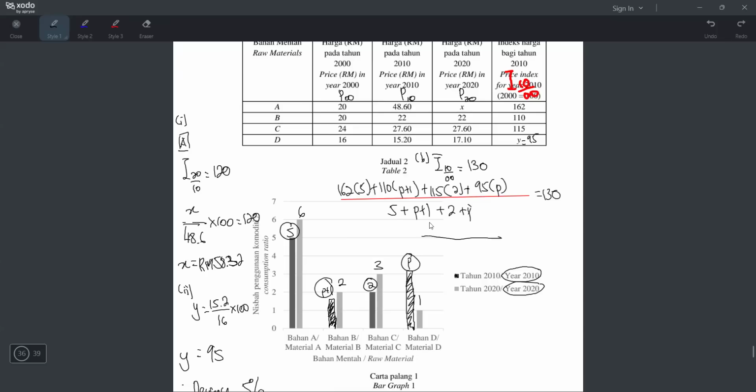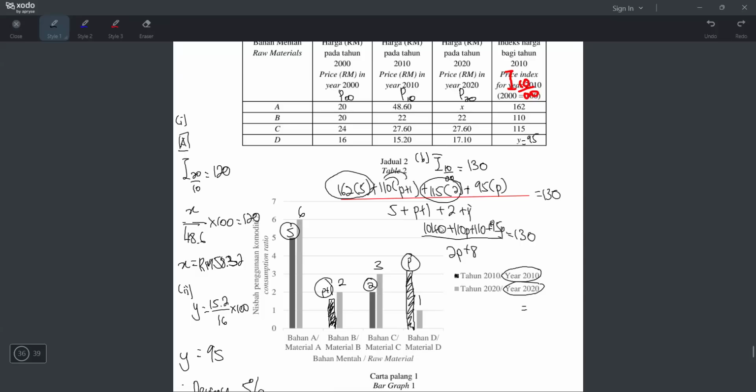Okay, sekarang kita boleh kira bawah dulu. P plus P is 2P. 5 plus 2, 7 plus 1, 8 equals 130. Okay, 162 times 5 plus 115 times 2 boleh buat. Number dengan number boleh buat, P dengan P boleh buat. So what you get here? 162 times 5 plus 115 times 2. Okay, I get 1040. And then this one you can expand kembang 110 times P plus 1, you get 110P plus 110 and then plus 95P. Okay. And then P dengan P boleh buat sekali lagi. So it becomes 2P plus 8, I terus hantar atas lah.